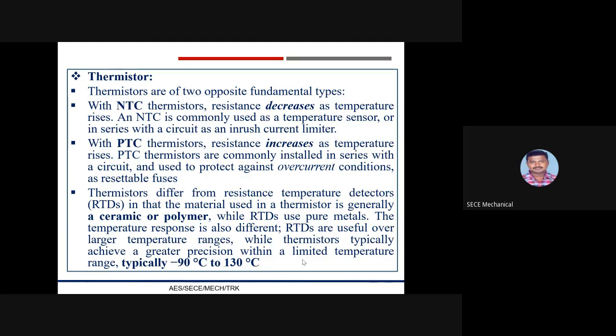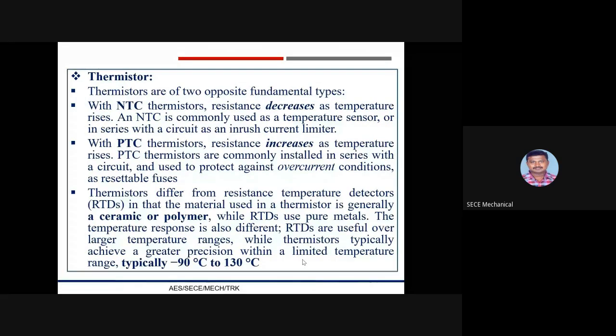So the term is a combination of thermal and resistor. It is made of metallic oxides pressed into a bead, disc, or cylindrical shape, and then encapsulated with an impermeable material such as epoxy or glass. There are two different types of thermistors we are using.